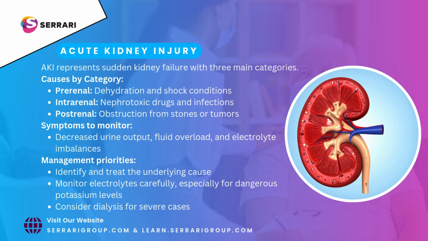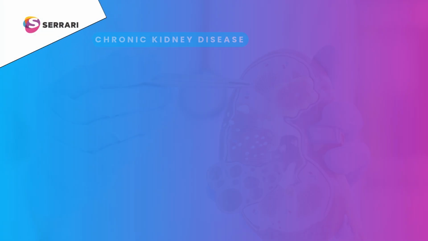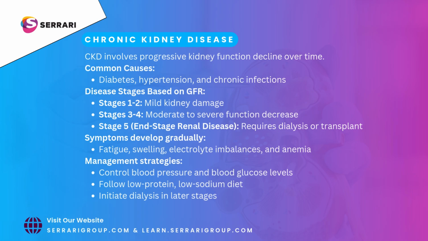Symptoms to monitor: decreased urine output, fluid overload, and electrolyte imbalances. Management priorities: identify and treat the underlying cause. Monitor electrolytes carefully, especially for dangerous potassium levels. Consider dialysis for severe cases. Chronic kidney disease. CKD involves progressive kidney function decline over time. Common causes: diabetes, hypertension, and chronic infections.